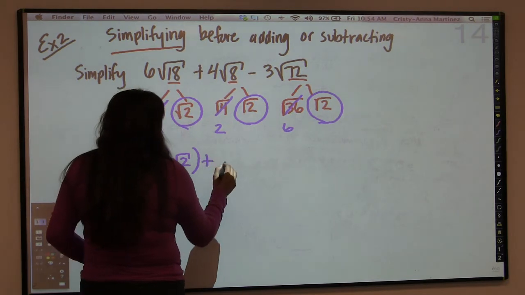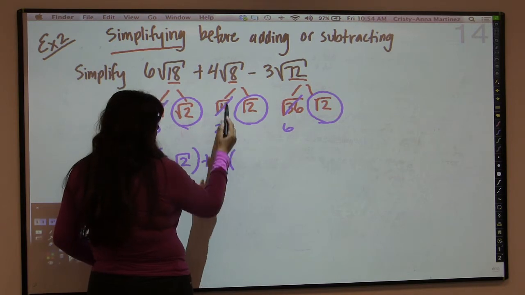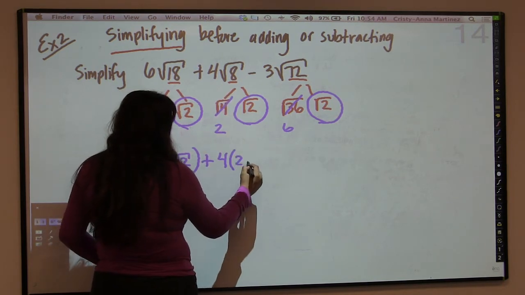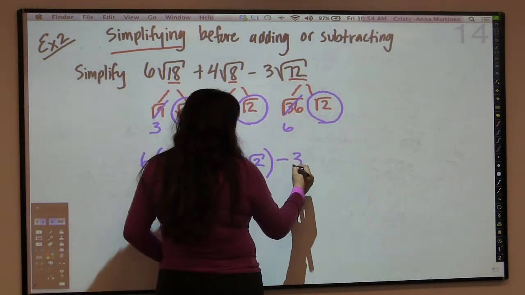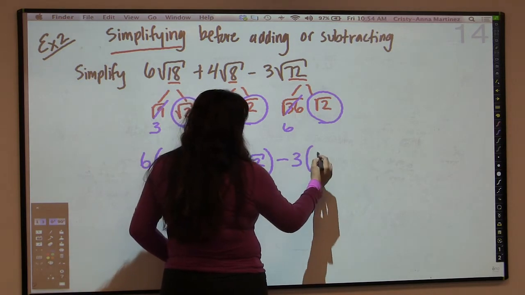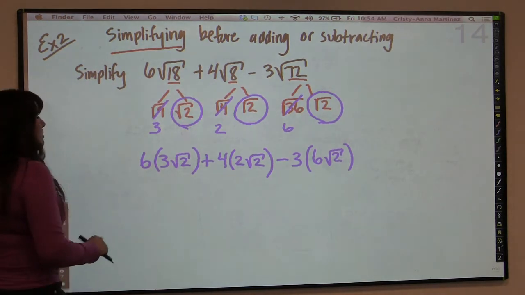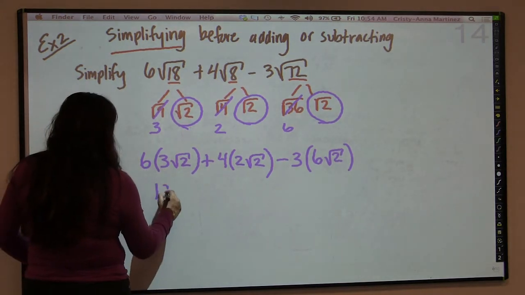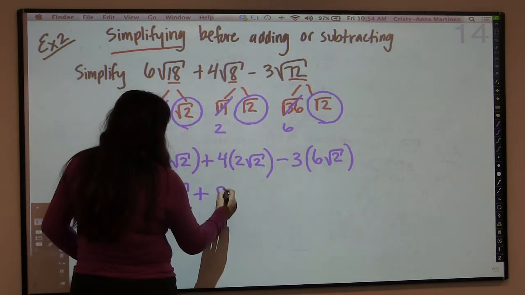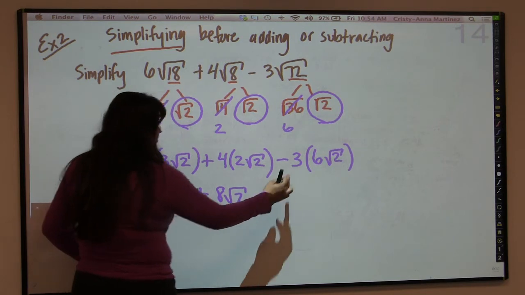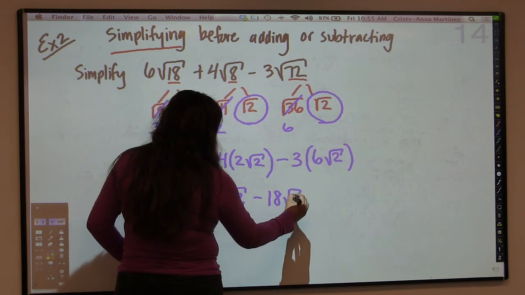Then we're going to add, and you have a 4 in front of the root 8. And root 8, we've just realized, is the same thing as 2 root 2. Then you have a minus, and you have a 3 in front of the root of 72. And the root of 72, we just learned, is 6 root 2. Okay? So now you can multiply the 6 and the 3, and that's 18 root 2. Then you can multiply 4 and 2 and get 8 root 2. And then 3 times 6, again, is negative 18 root 2.